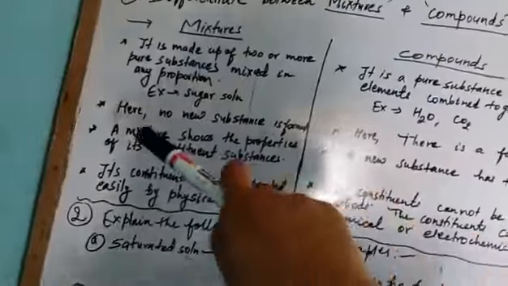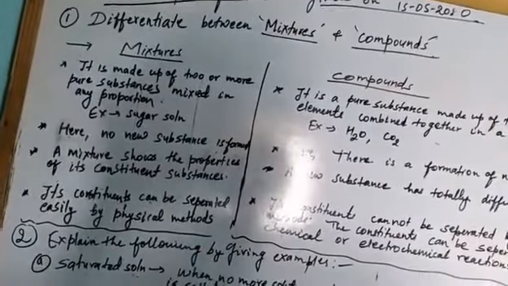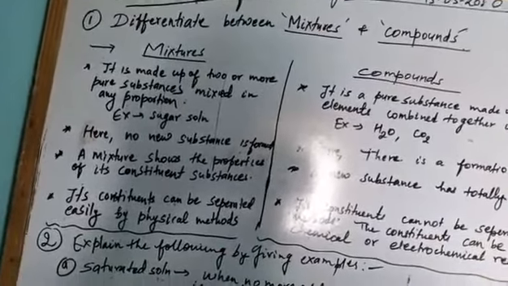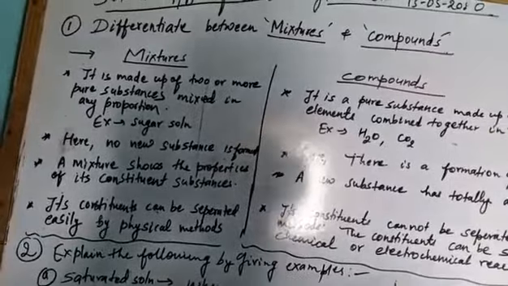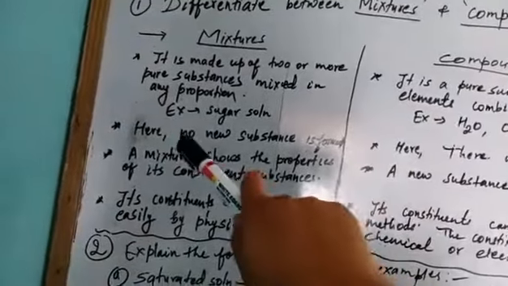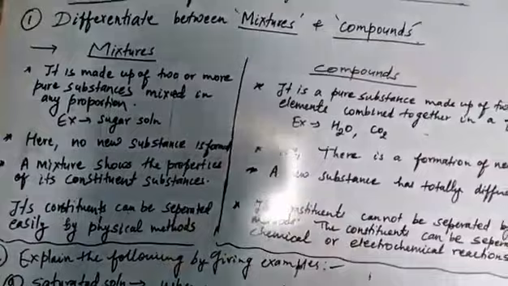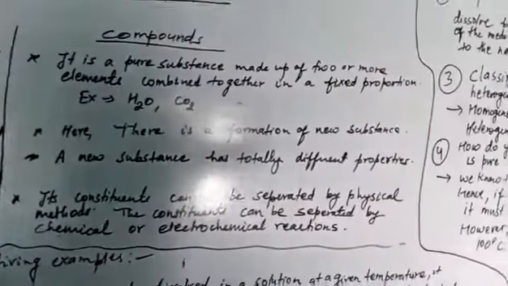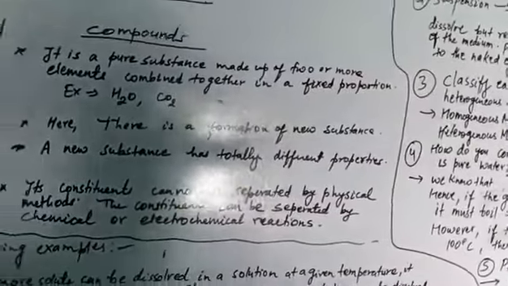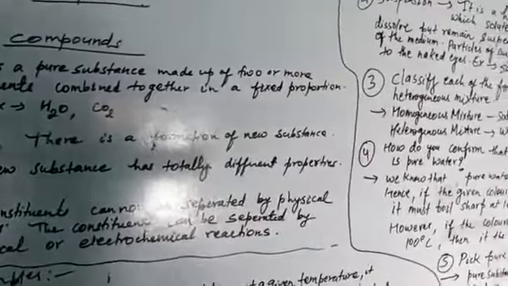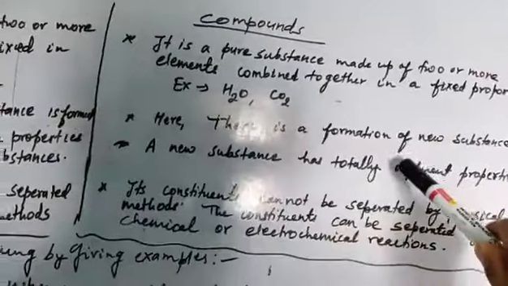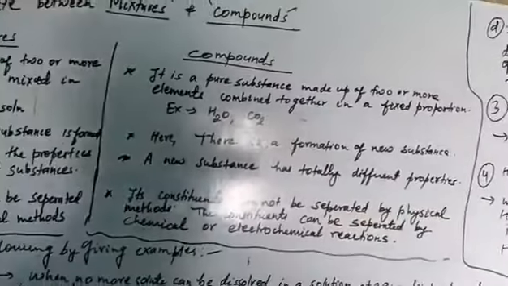Okay. Second, because we are mixing 2 or more pure substances, no new substance is formed. And here in compounds we are combining the elements in fixed proportions, so there is a formation of a new compound.